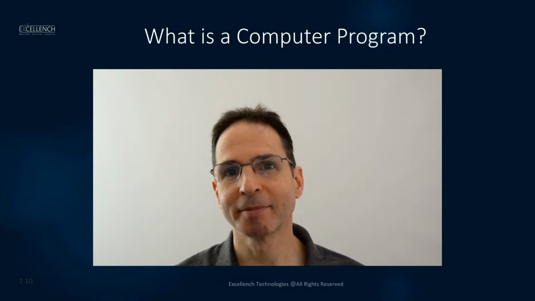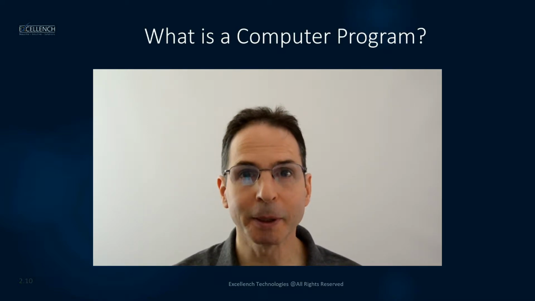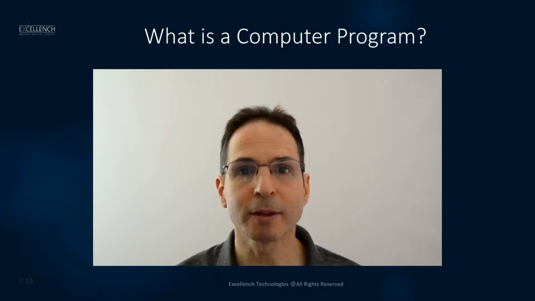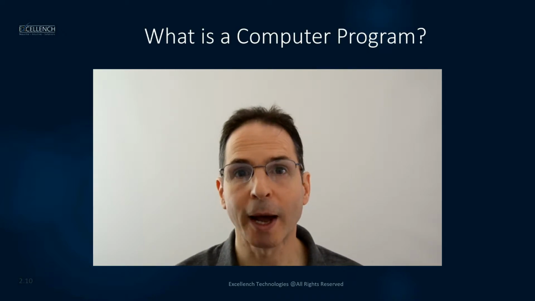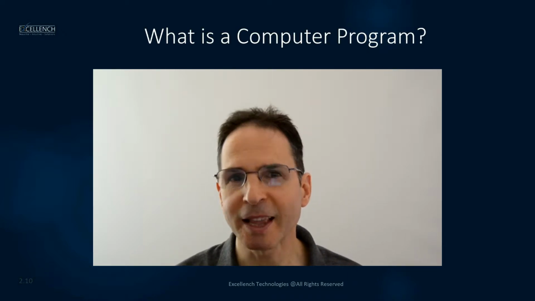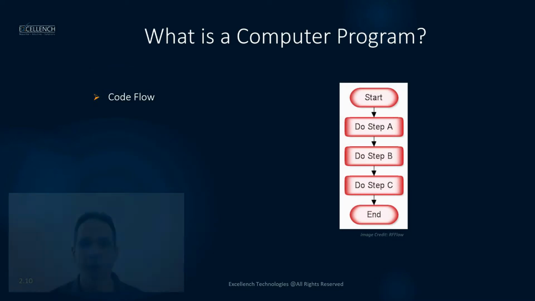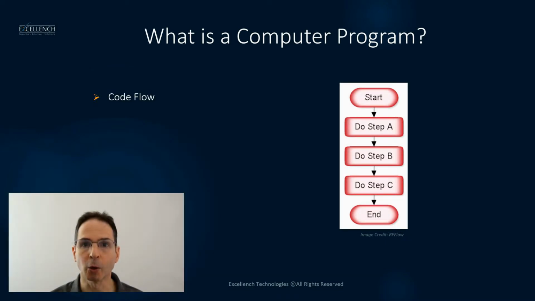What is a computer program? A computer program, simply put, is a set of instructions that we as humans write to a machine. That's usually the case. The computer program follows a flow. We call it a code flow. Code is what we call the actual statements that we write in any computer language, by the way.